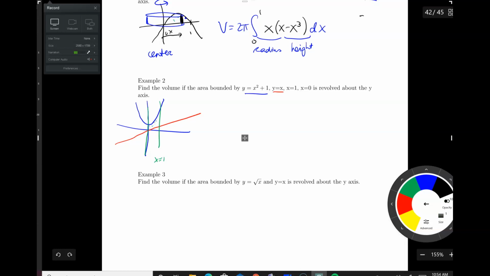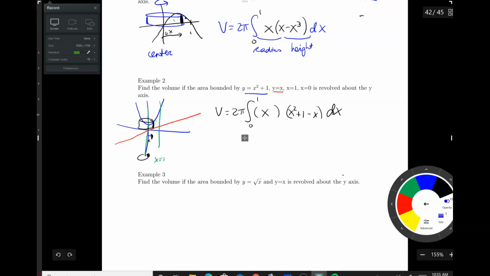So if I'm drawing rectangles parallel to the axis of rotation to build my shells, then I can see my volume will be 2 pi radius height dx integration. So again, radius is just x because of the distance from the center, which is the y-axis. And then the height of the rectangle will be the parabola, subtract off the line. And I'm going to be building rectangles from x equals 0 to x equals 1.